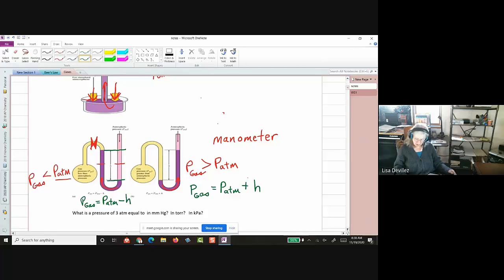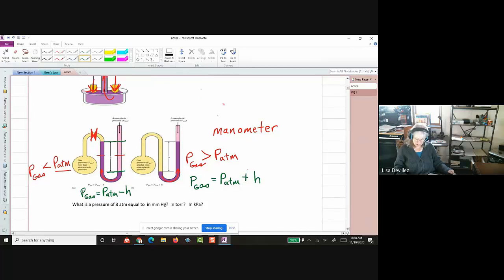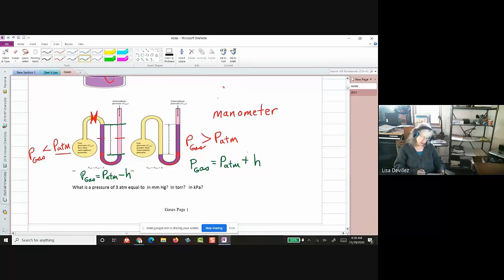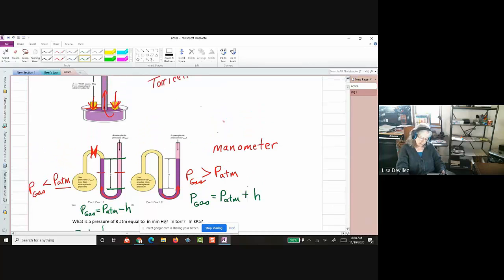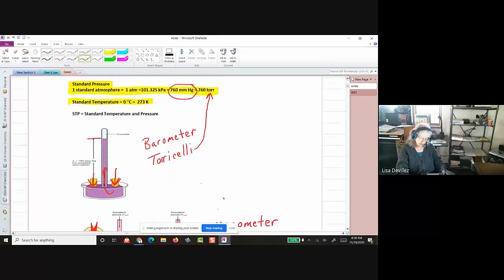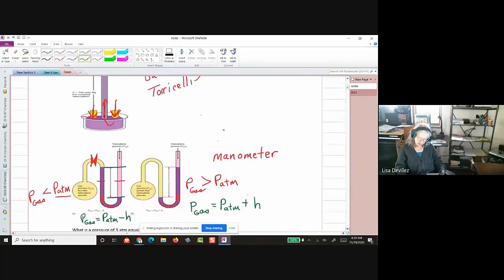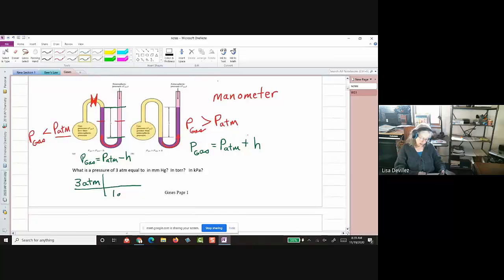Okay. All right, so we'll do a little pressure conversion here. Here it says I have a pressure of 3 atmospheres, and it wants to know what that is equal to in millimeters of mercury. Well, if we go back up to our conversion factors there, we see that 1 atmosphere is equal to 760 millimeters of mercury. So 1 atm is 760 millimeters of mercury.